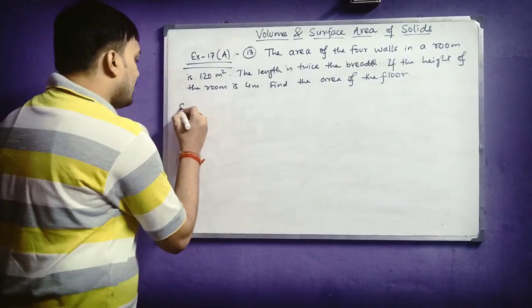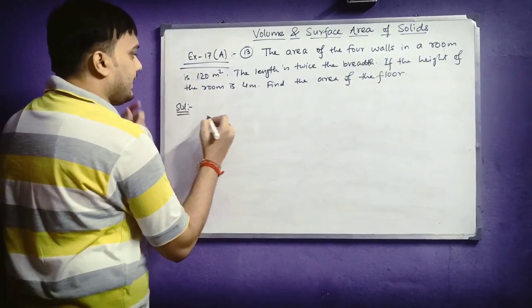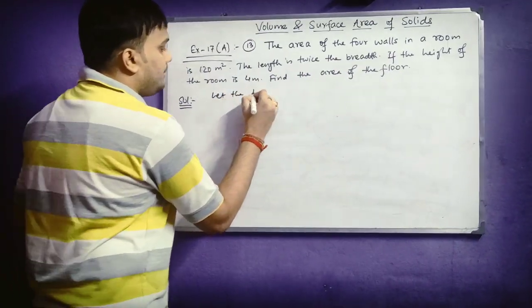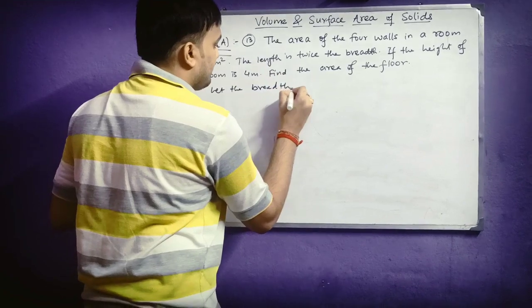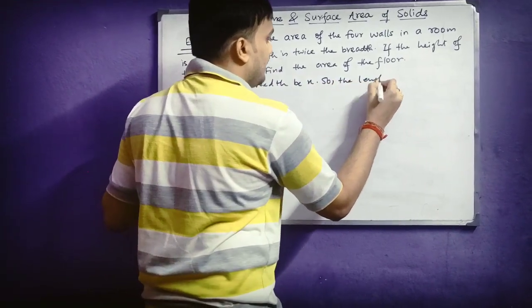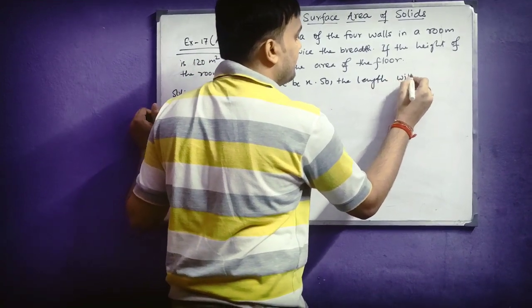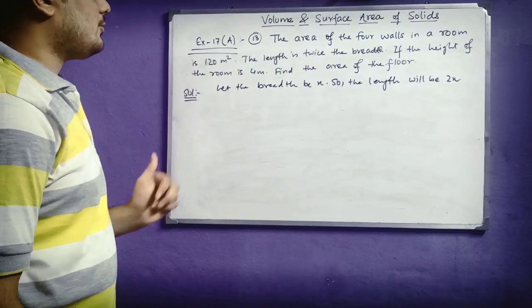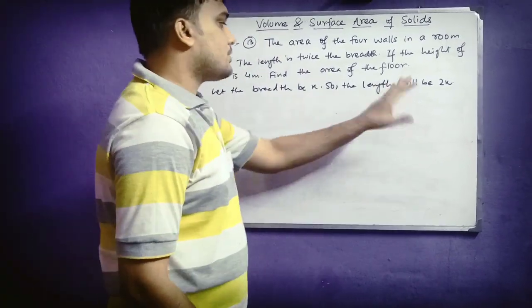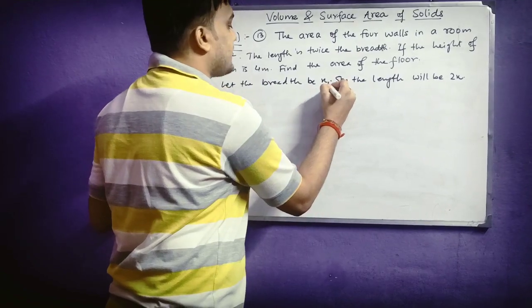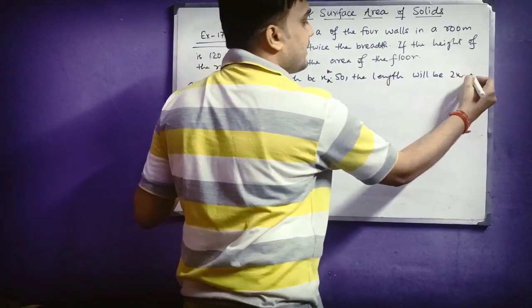Okay. So first we will take the length as, the length is twice the breadth. So let the breadth be x. So length will be how much? 2x. As it is said that the length is twice the breadth. So breadth be x, so length will be 2x. Okay, we will take it as x meter, and here also 2x meter.